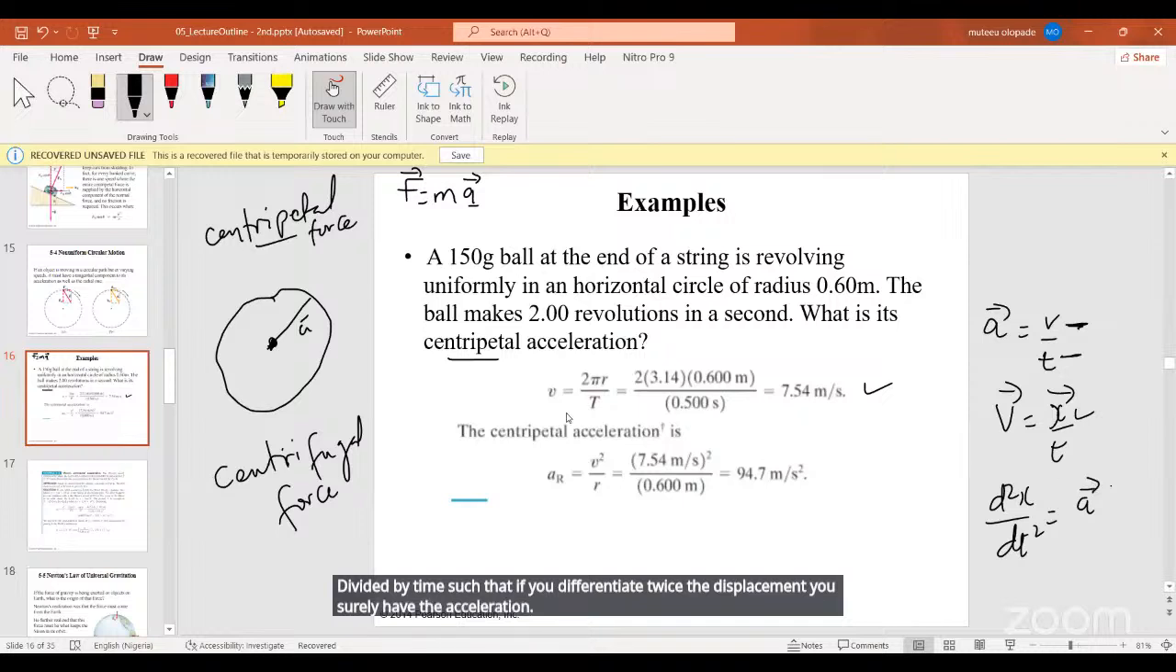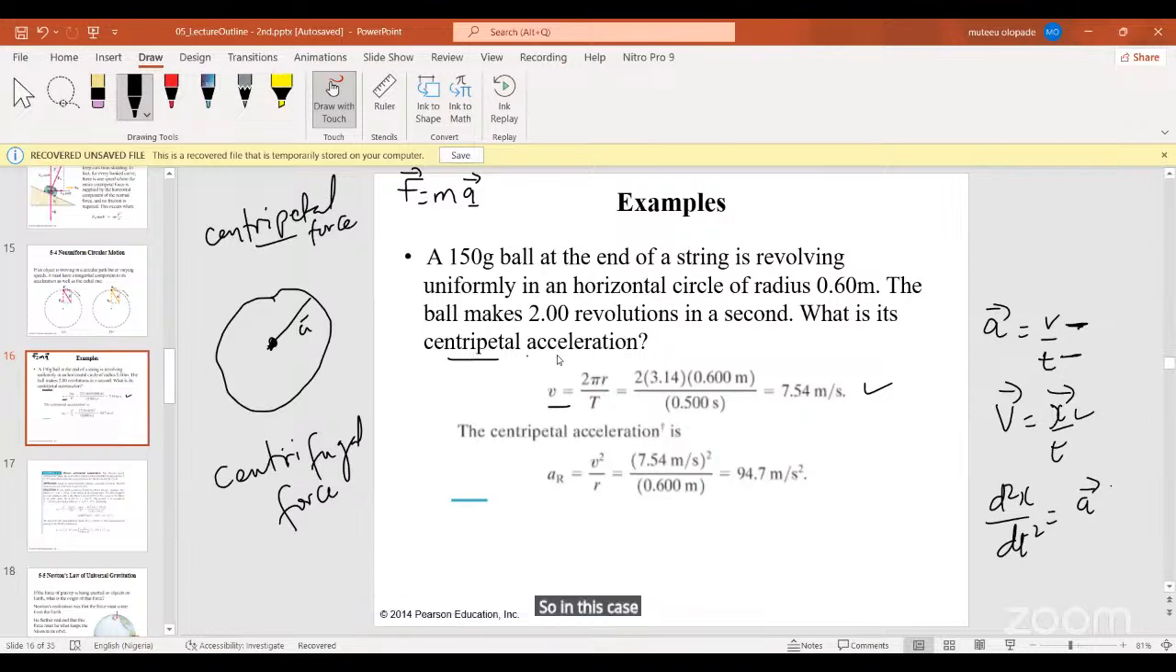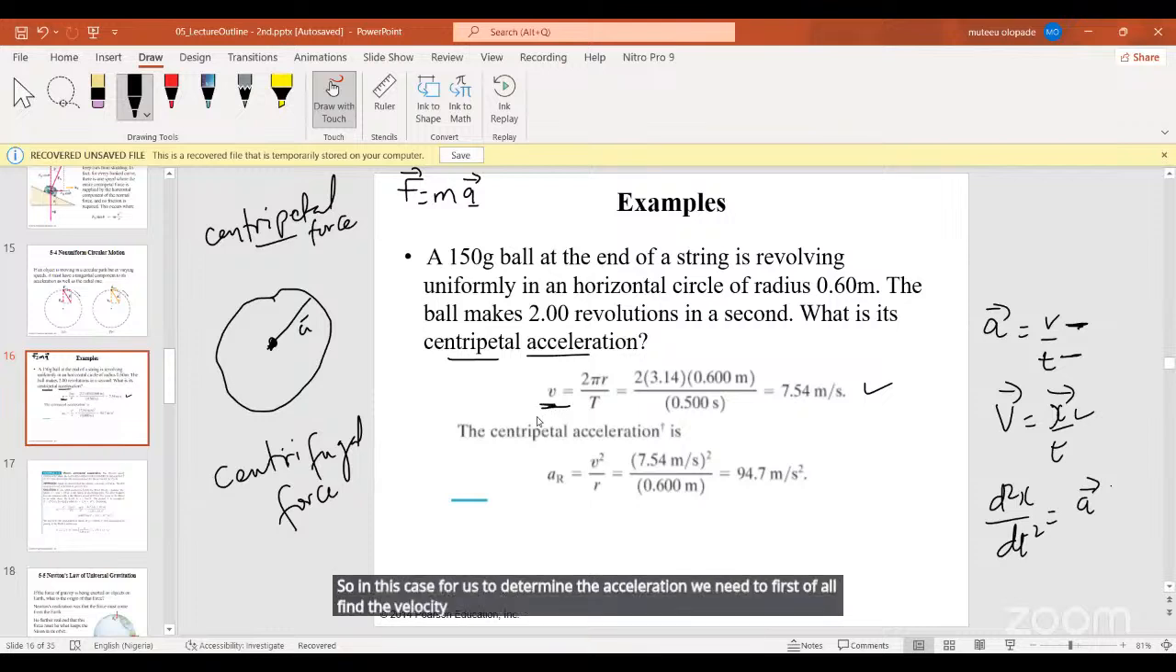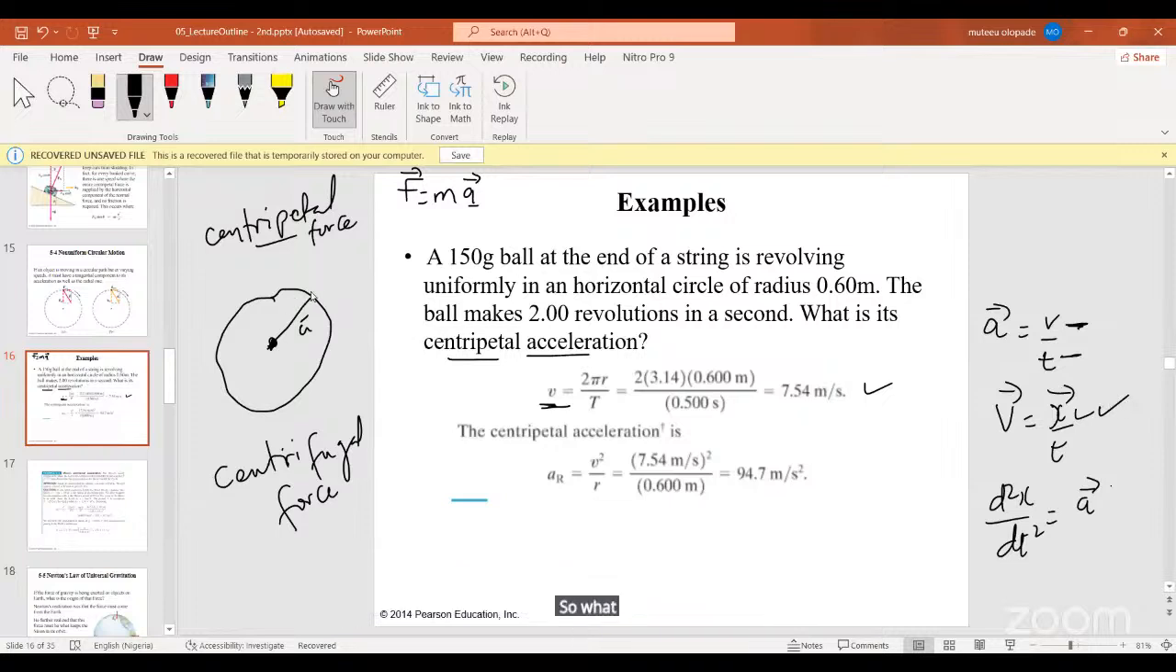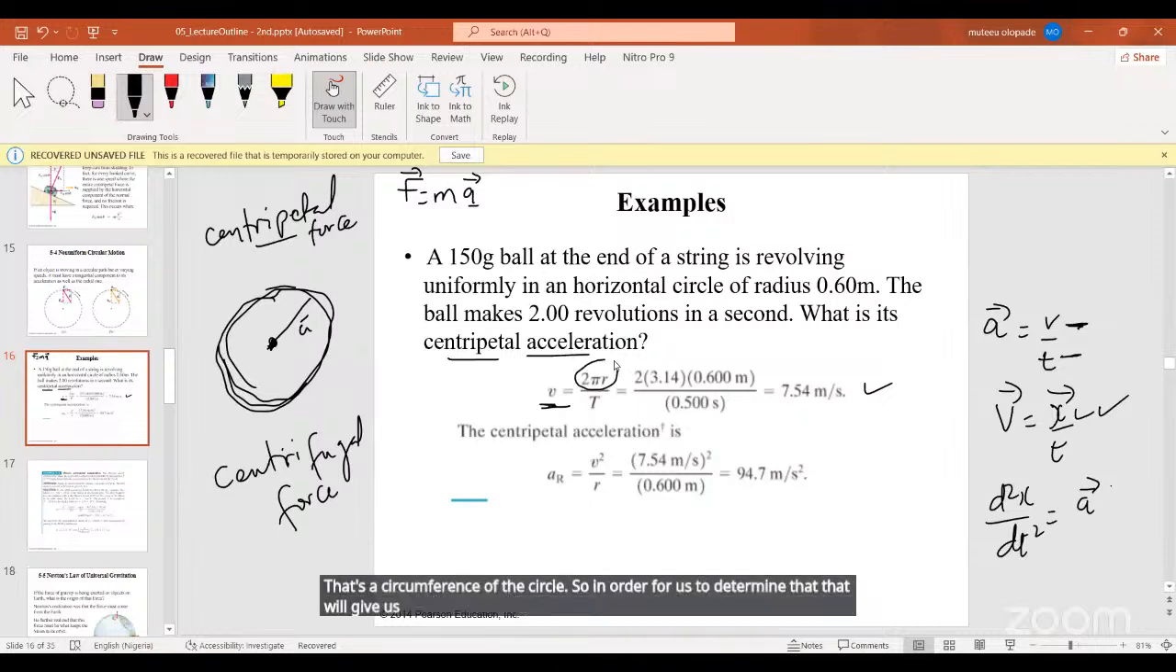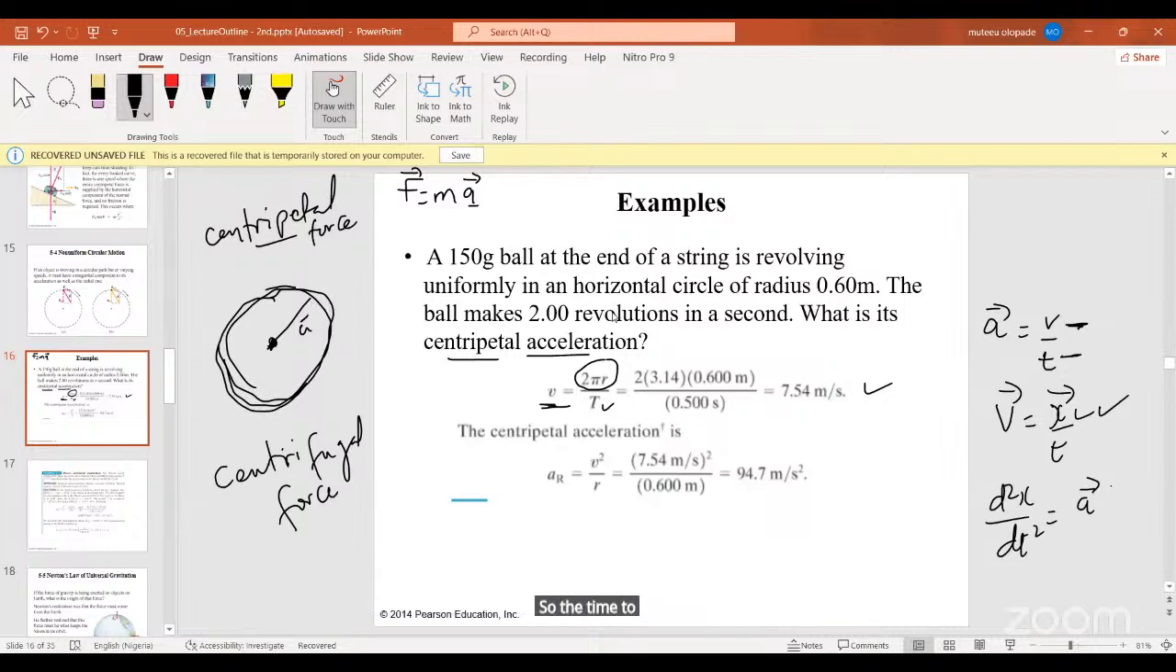So in this case, for us to determine the acceleration, we need to first of all find the velocity. And how do we find the velocity? It is displacement over time. So what is the displacement now? That is the circular path, the circumference of a circle, which will give us 2 pi r divided by the time it takes. The time to complete one cycle is what is called the period.